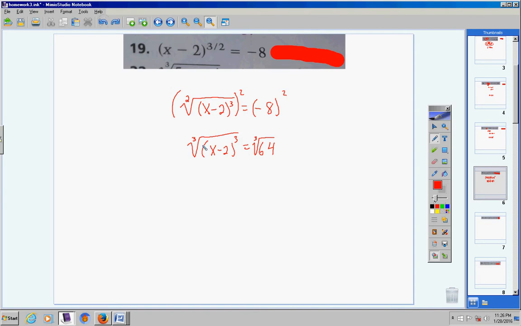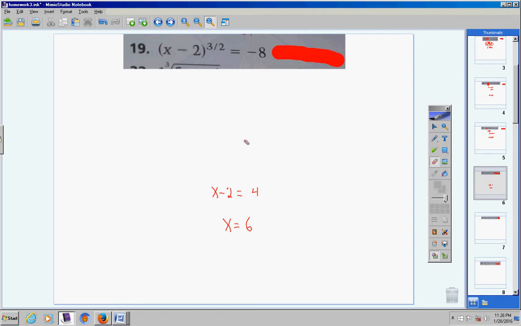Now, the cube root of something cubed leaves you just with the base, x minus 2, and the cube root of 64 is 4. 4 times 4 times 4 is 64. Now, bring the 2 over and make it a positive 2, and you're left with 6. So we have our answer 6. Okay? But it's no solution.